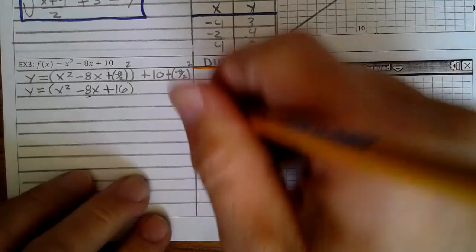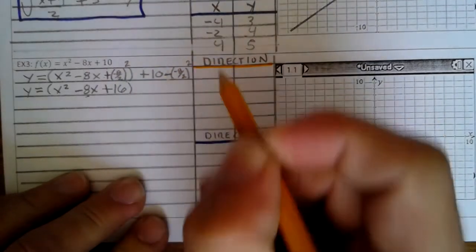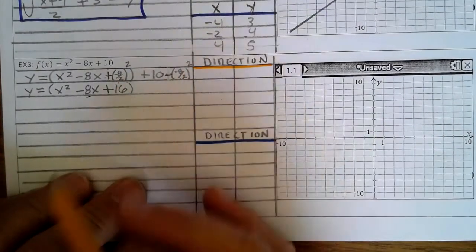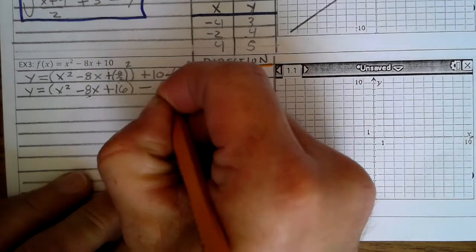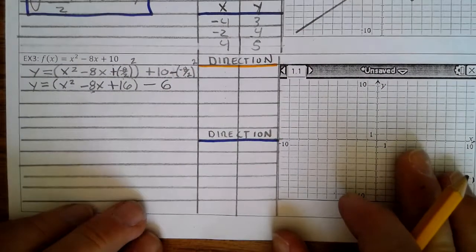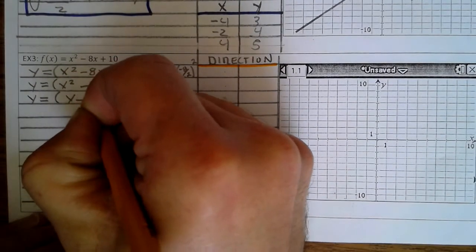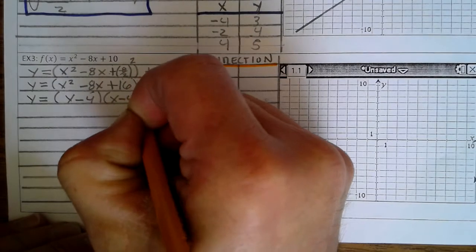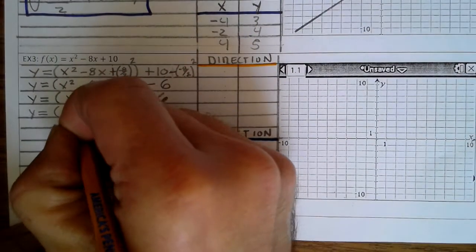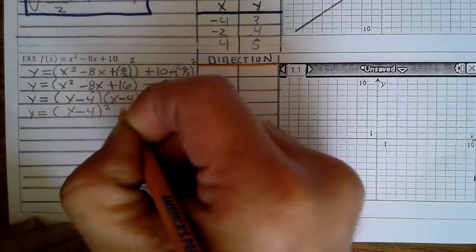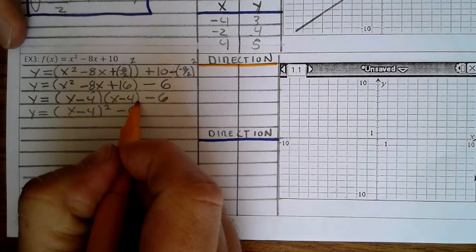Now, I'm sorry, we don't add it. If we add it here, we have to subtract it here because that combination is 0. So technically you haven't added anything to the equation. So 10 minus 16 is negative 6. So then this becomes y equals (x minus 4)(x minus 4) minus 6, which is y equals (x minus 4) squared minus 6. Now we can graph that.